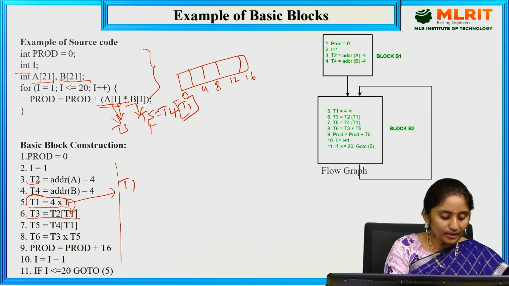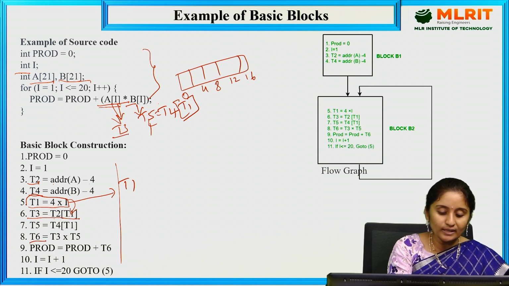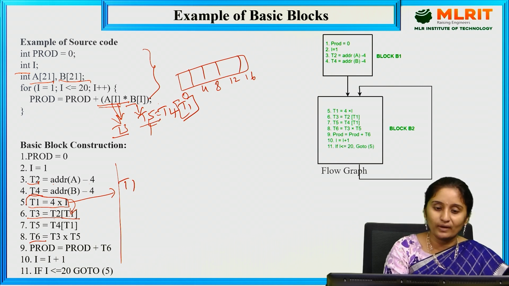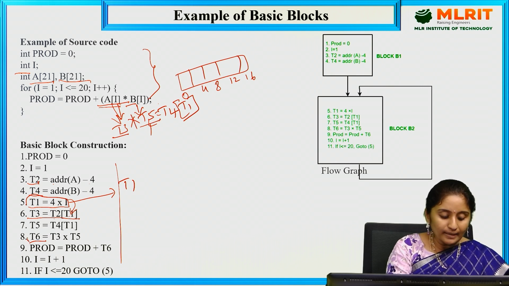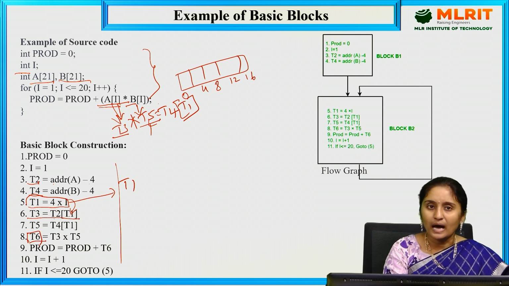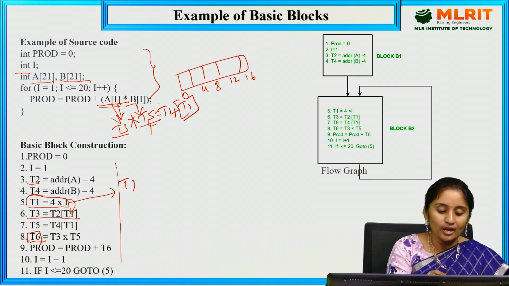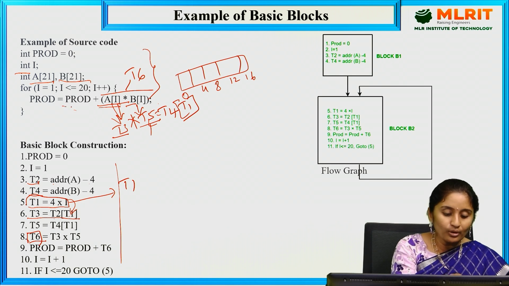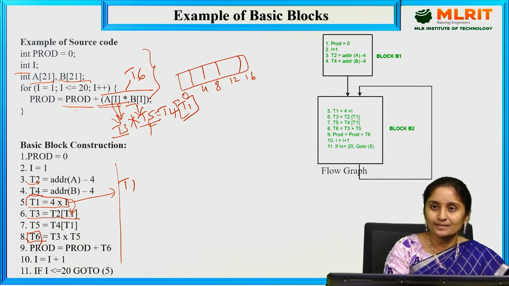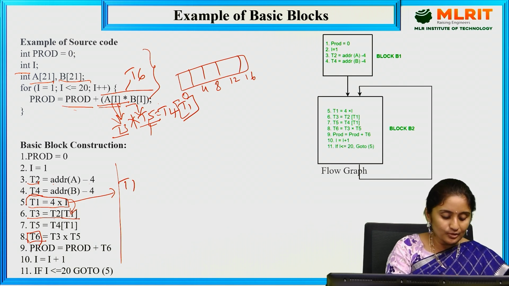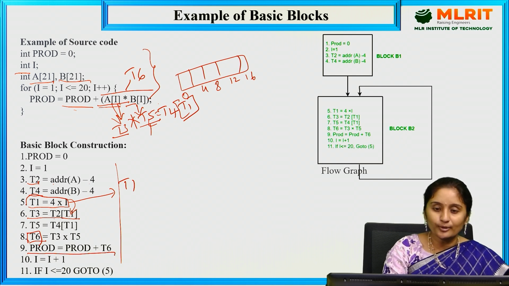The next one is T6. This is stored in T3 and this is stored in T5. These two are multiplied and stored in T6. Now the whole content is there in T6. Now what are we going to do? Production plus T6, that is production equal to production plus T6.